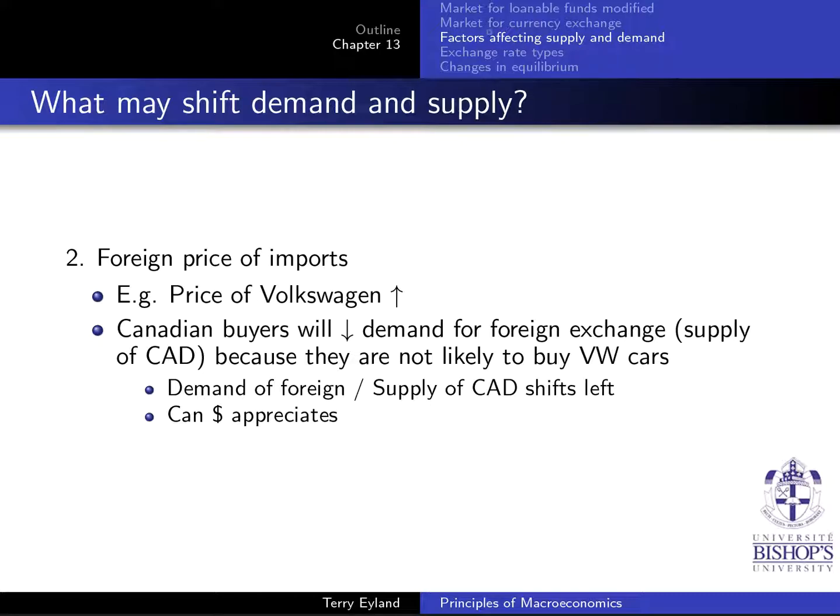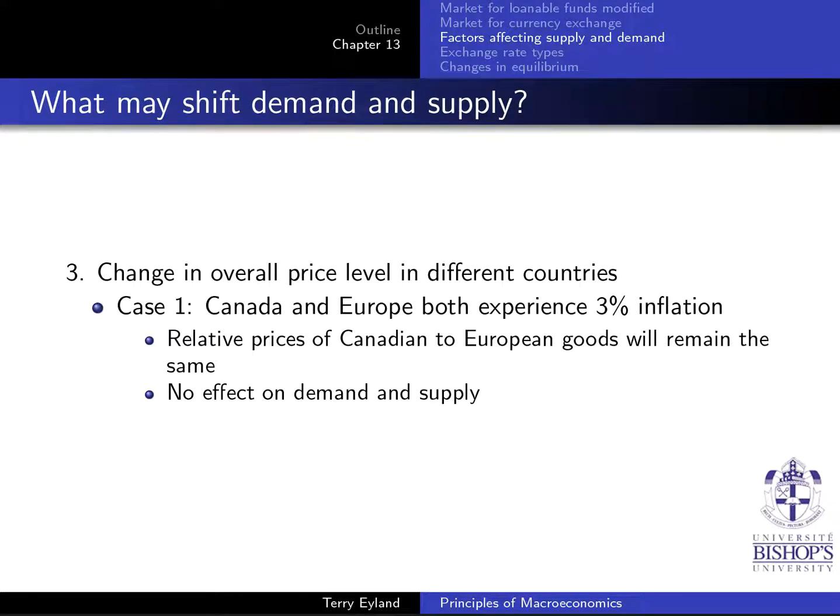Foreign price of imports. So if the price of Volkswagen or other imports goes up, same kind of idea. We will demand less foreign exchange. We won't buy as much of their cars. We'll buy somewhere else. So that euro for Volkswagen in Europe will go down, and our currency will appreciate relative to theirs.